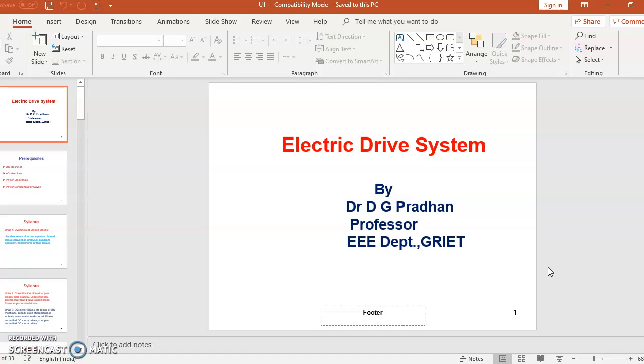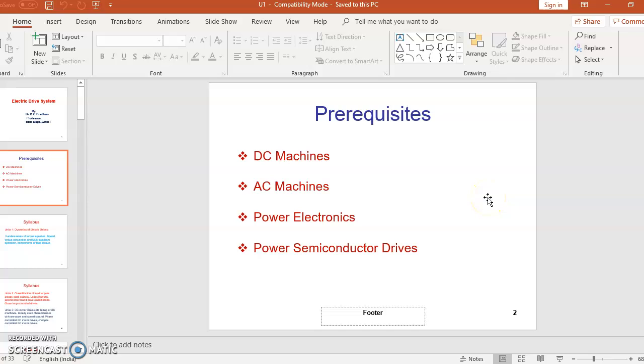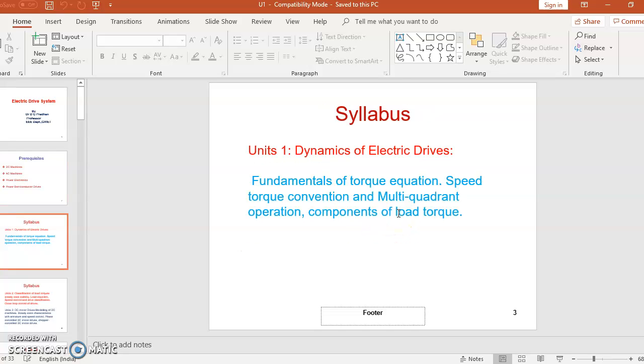So what is an electric drive? The systems employed for motion control are called drives, and the drives employing electrical motors are known as electrical drives. So initially, let's see what the prerequisites of the subject are. We should know the concepts of DC machines, AC machines, power electronics, and power semiconductor drives. This subject consists of 5 units.